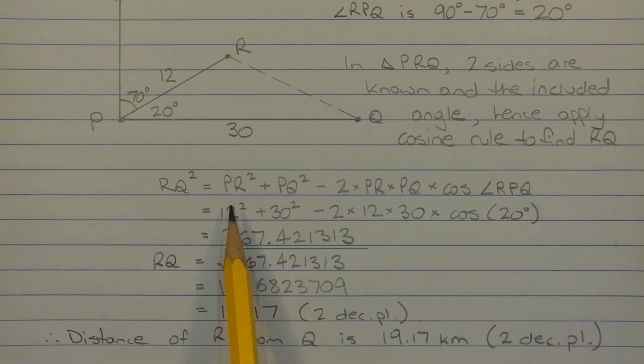And that equals 12 squared plus 30 squared minus 2 times 12 times 30 times cos of 20 degrees, which evaluates to 367.421313. Now to find RQ, we take the square root of this value. So RQ is equal to 19.168233709, which rounds to 19.17, correct to 2 decimal places. Therefore, the distance of R from Q is 19.17 kilometers, correct to 2 decimal places.